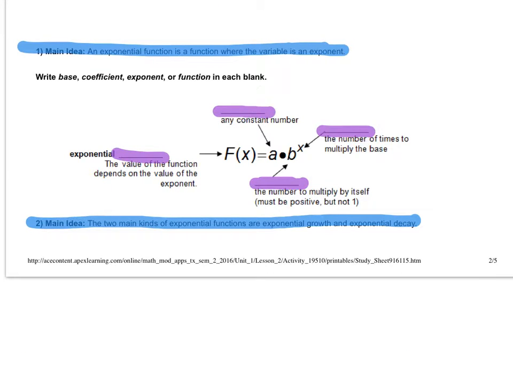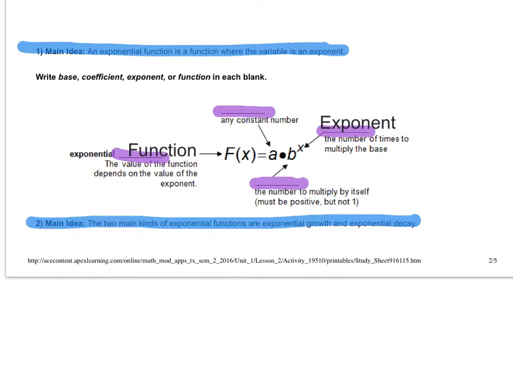The main idea in exponential function is a function where the variable is an exponent. So we're going to write base, coefficient, exponent, or function in each blank. So one word that should be kind of popular, if you see exponential and you know the title for the lesson is on exponential functions, so this is just an example of an exponential function. The value of the function depends on the value of the exponent. Over here to the right where it's pointed at the x, you know that the x is just the exponent. That is the power that we are raising the values to.